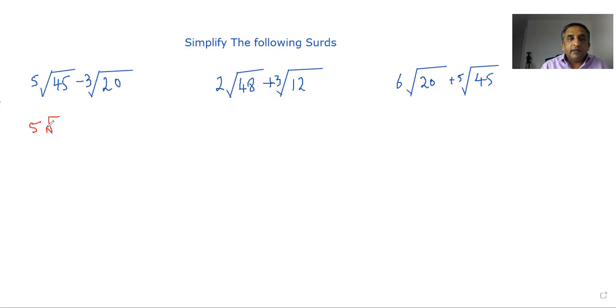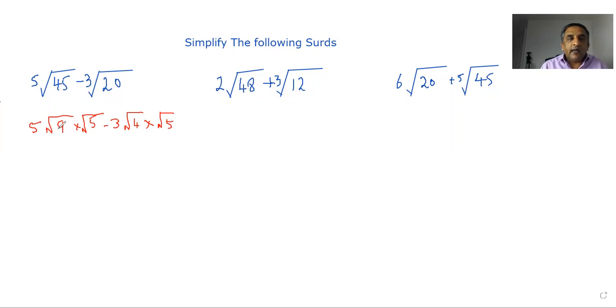45, we can split it into two parts. We can do it like 9 times 5. You see, 9 times 5 is 45. So 45 I have written in two parts. And then on the other side, we can write minus 3 as normal. And 20 we can divide into two parts. So it's 4 times 5. So we can do square root of 4 times square root of 5.